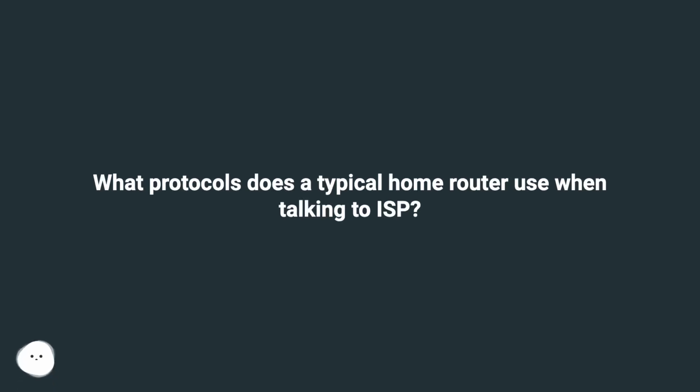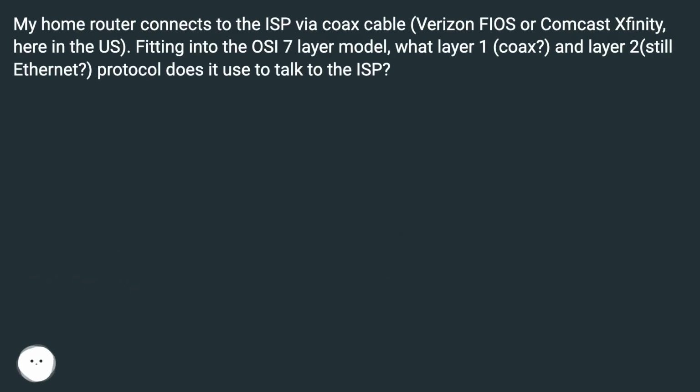What protocols does a typical home router use when talking to the ISP? My home router connects to the ISP via coax cable, Verizon Fios or Comcast Xfinity, here in the US. Fitting into the OSI layer model, what layer 1, coax, and layer 2, still Ethernet, protocol does it use to talk to the ISP?